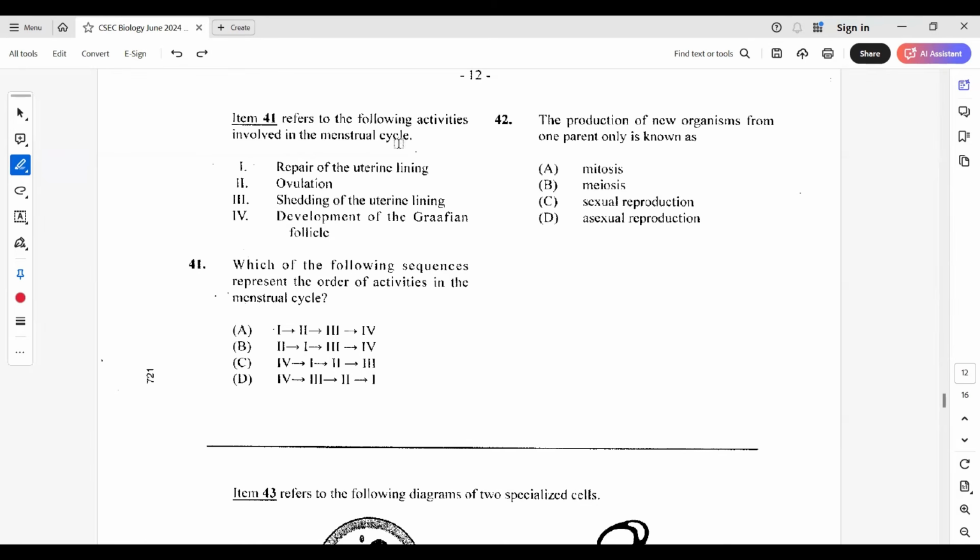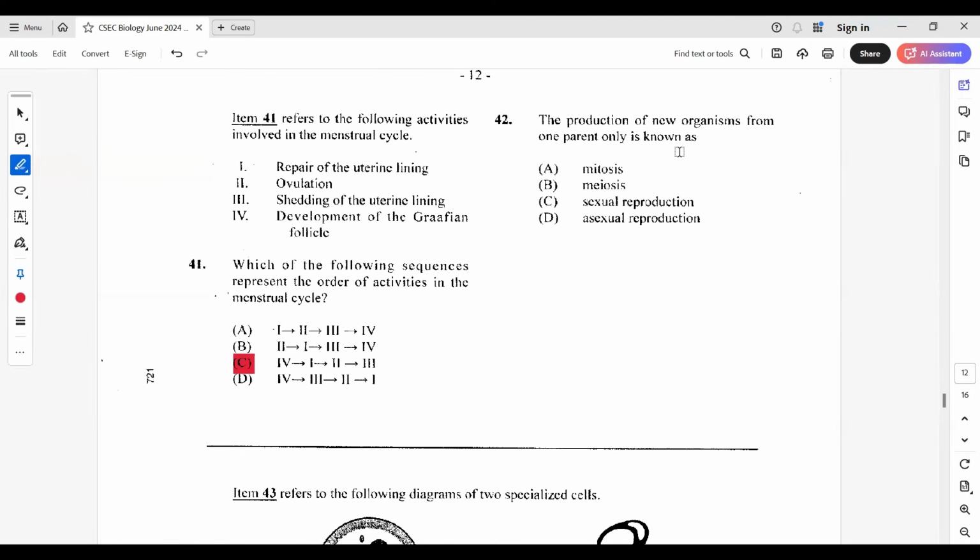Item 41 refers to the following activities involved in the menstrual cycle. We have 1, repair of the uterine lining, 2, ovulation, 3, shedding of the uterine lining, 4, development of the Graafian follicle. Which of the following sequences represent the order of activities in the menstrual cycle? Looking at the orders they give here, we are going to go with C. This makes the most sense as the order of events.